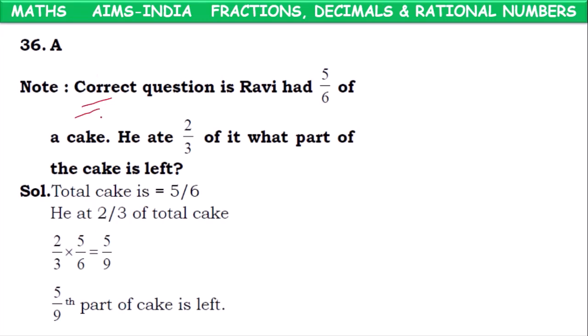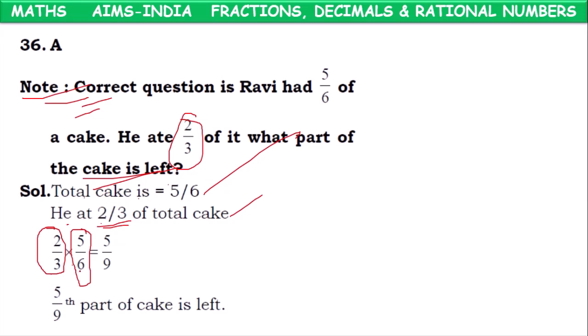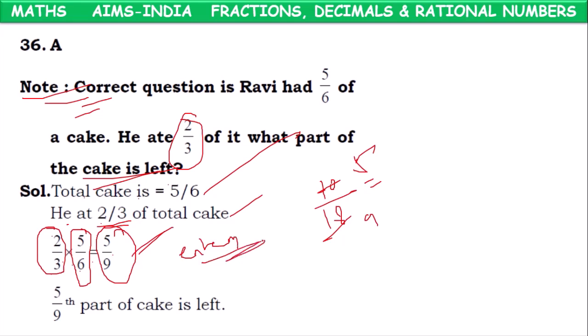So in the question also, it says he ate 2/3 of it. What part of the cake is left? Like that, we have to rectify the question. The total cake is 5/6. He ate 2/3 of the total cake, meaning 2/3 of what is the total cake, 5/6. 2/3 of 5/6 was eaten by him. 2 times 5 is 10, 3 times 6 is 18. After cancellation, 2 times 5 is 10, 2 times 9 is 18. So 5/9 part of the cake was eaten by Ravi.